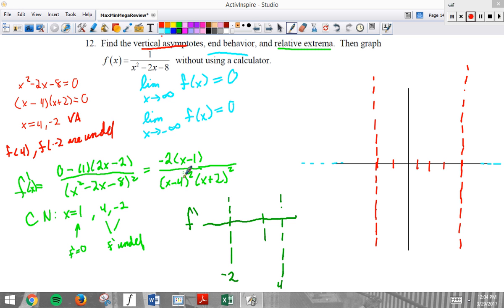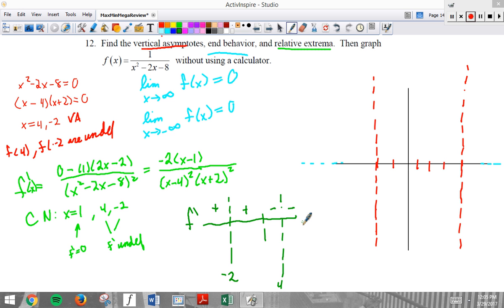So for negative 3, we're only looking at the top, you're getting a positive number. For 0, we're only looking at the top, we're getting a positive number. After 1, we're going to get a negative number. Negative 2 times 2 minus 1, okay? And then negative still.